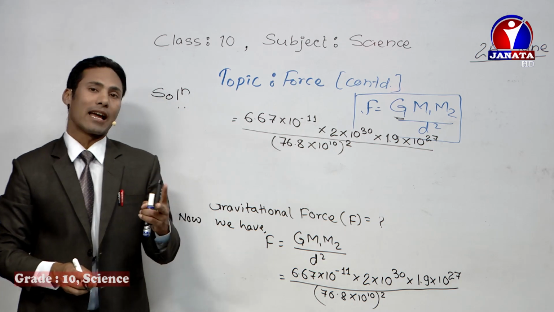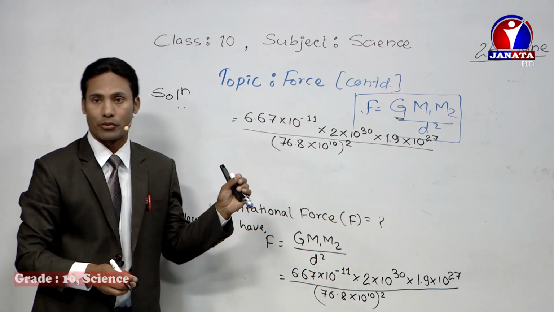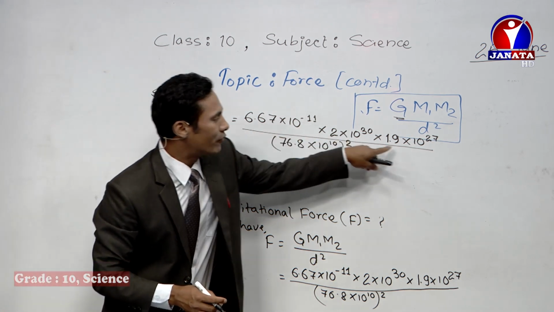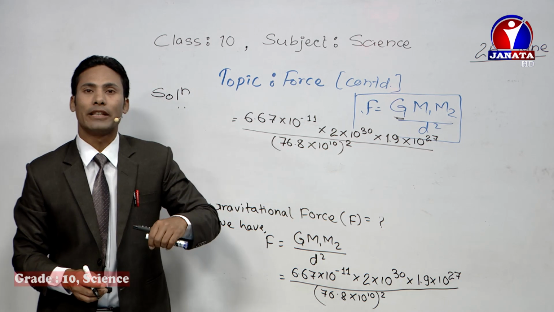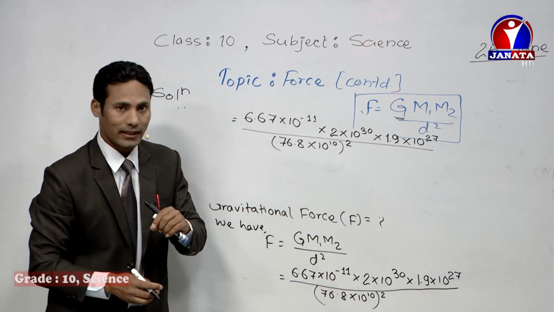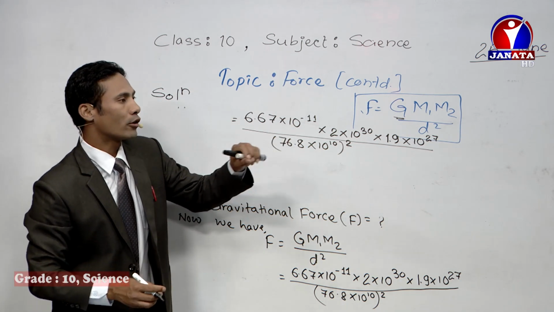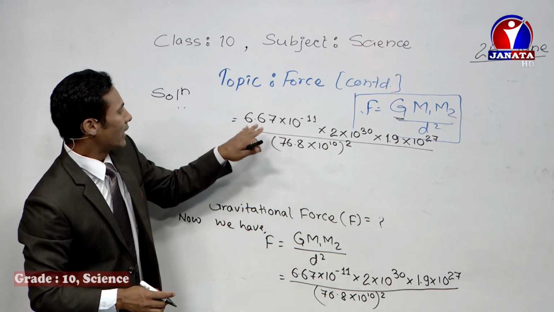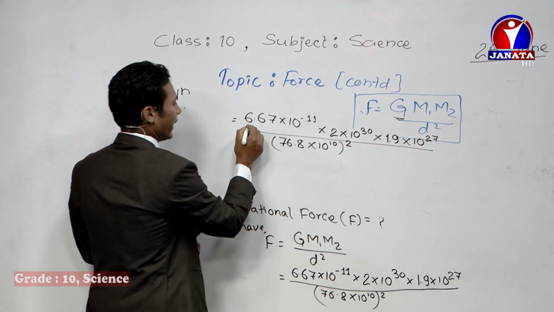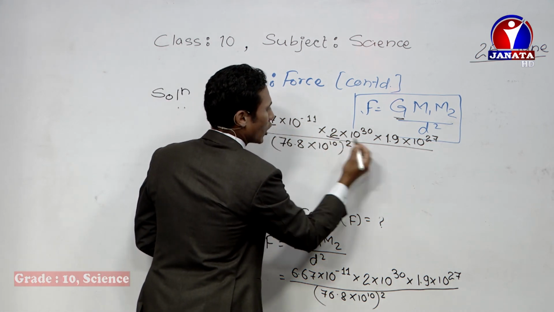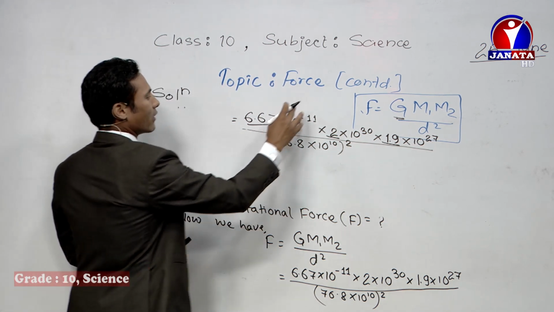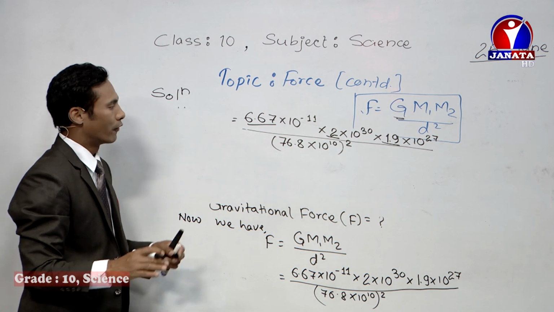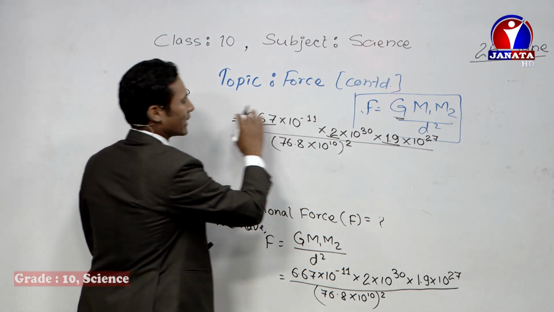There are 2 ways for solving this numerical problem. One way is to enter every expression directly in the calculator, including the powers of 10. Another method is to multiply these terms, and simplify the remaining powers separately. You can use any method. Right now I will enter everything.